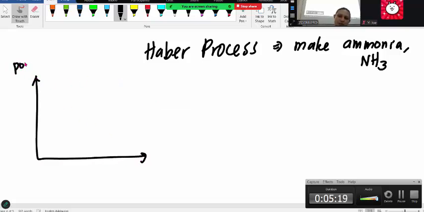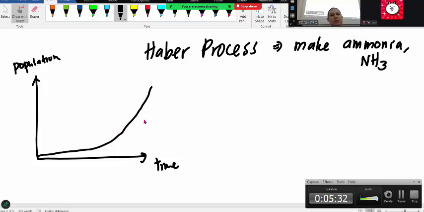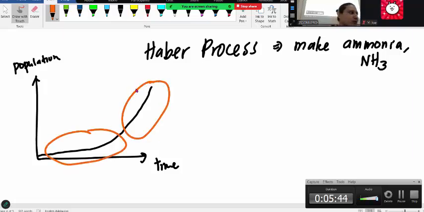If this is the world population and this is time, what is the graph of the world population? Going up. Has it stopped going up? No. How come last time there were so few people and then suddenly the population goes up so fast? Last time, it was very easy to die.